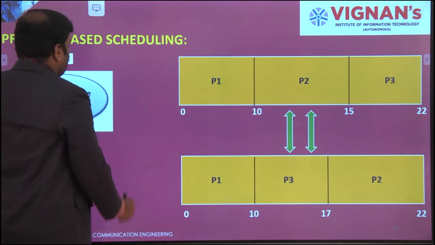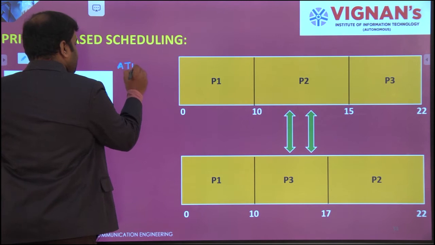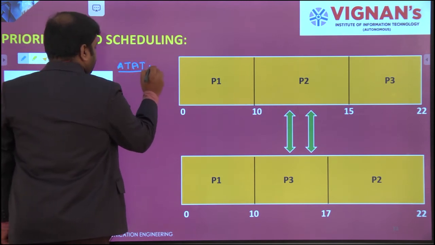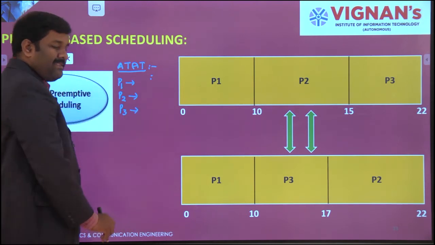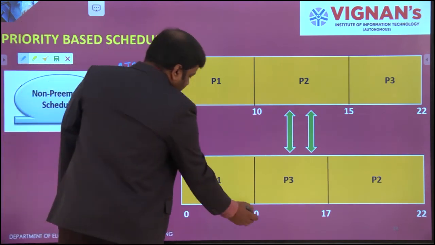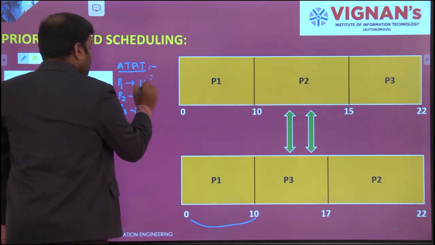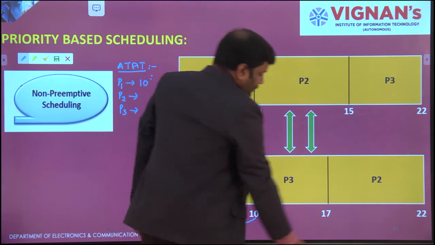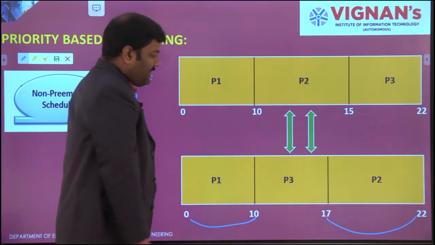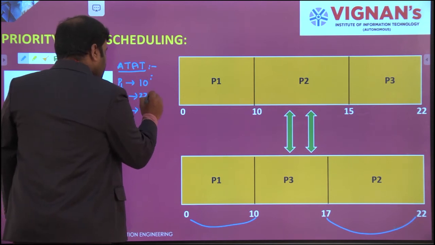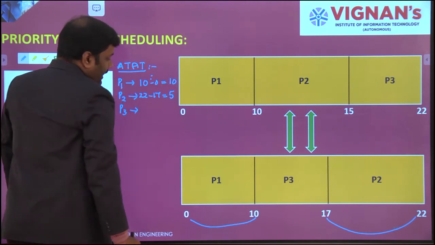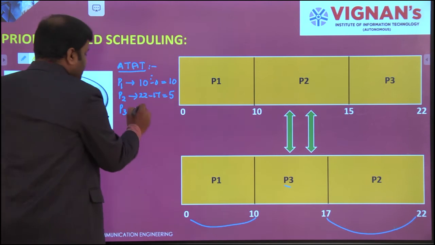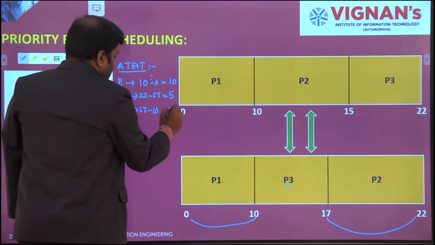And the last one is average turnaround time, right? What is the turnaround time of P1, of P2, and of P3? For P1, 10 minus 0, that is 10. When it comes to P2, 22 minus 17, how much is it? 5. This is 10 minus 0, that equals 10. And what is the turnaround time of P3? 17 minus 10, that will be 7.